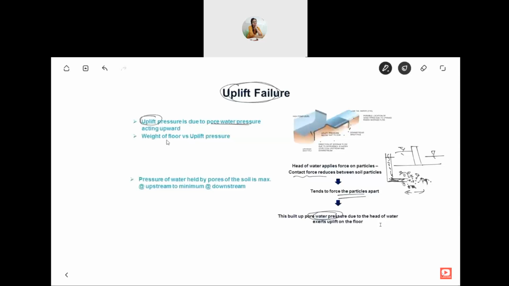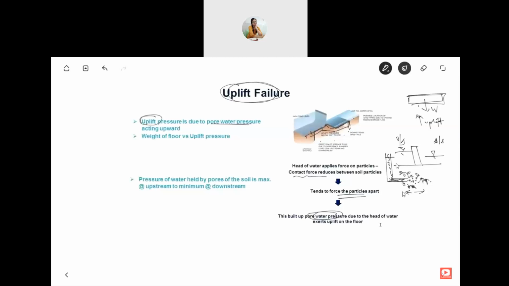So this uplift can be prevented by the floor weight. If suppose this is the weir and you provide some flooring here with concrete or something, the weight of concrete will act downward and this is the uplift. So if this weight of concrete can balance this uplift, then there is no problem. And you know the head is maximum at the upstream and at the downstream head is less.